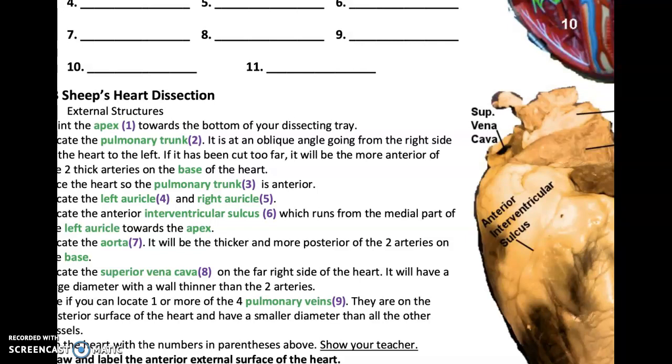This video is on the external heart pinning for Complete Anatomy. Now in lab, we would have a sheep's heart. Ta-da, there's a sheep heart. And we're going to identify all of these on the Complete Anatomy heart. And what I want you to do is screen capture it and upload it for me.